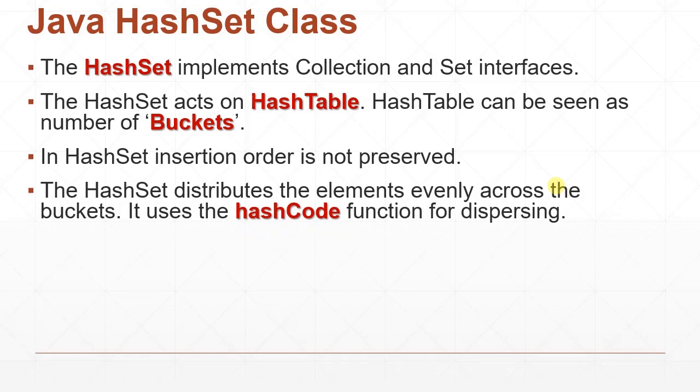The HashSet distributes the elements evenly across the buckets. It uses the hashCode function because it returns an integer, and it uses that integer value while distributing the elements across the buckets. This dispersing is useful later when we want to pick an element. When we want to pick an element, we go to a specific bucket and search only inside that bucket to pick the element. This way we can improve the performance of HashSet when we are taking an element or when we are making a call to the contains method.